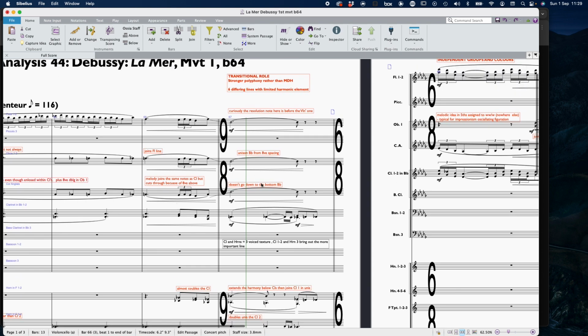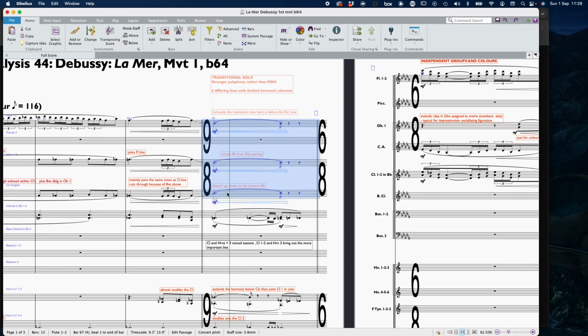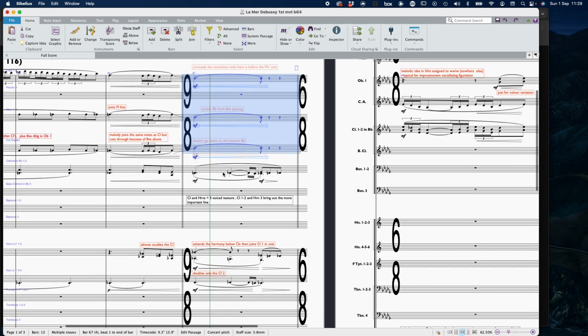So then we have one bar of this transitional roll, which Sevsay says is stronger polyphonically than melody-dominated homophony, which is just melody and accompaniment and a bass line. So we've got 6 differing lines with limited harmonic elements. So we've got this resolution B flat. We've then got an inner part, or 2 inner parts, in the clarinets, which is also doubled on the horn 3, so that one doubles the clarinet 2.